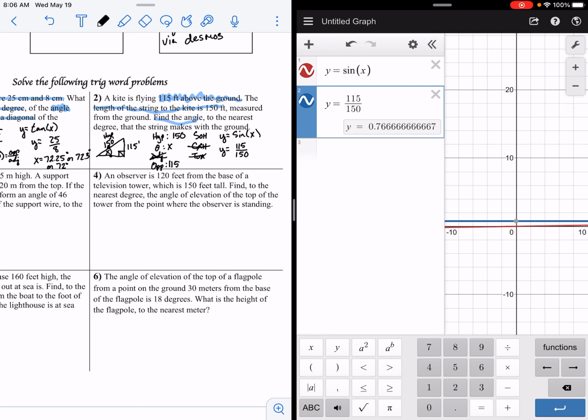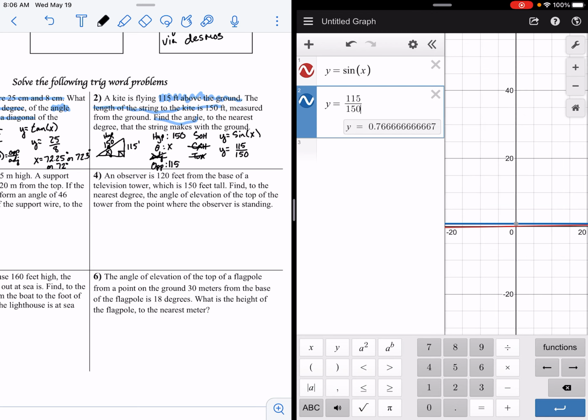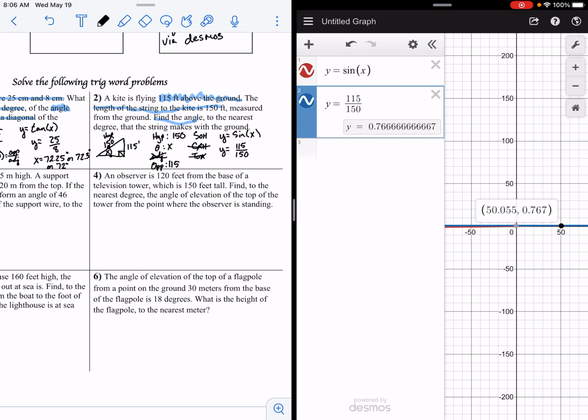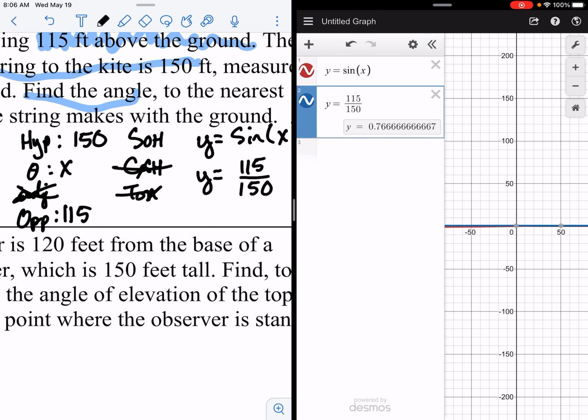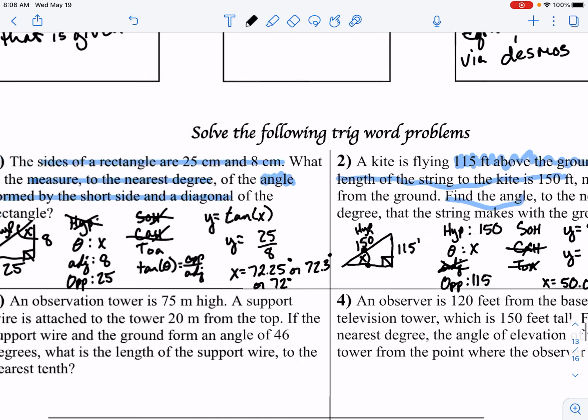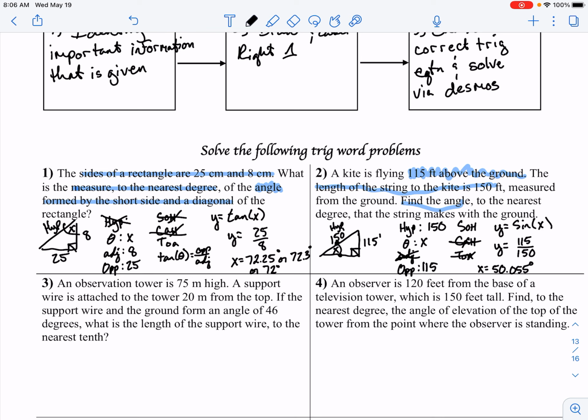When I start a new problem, I zoom in. And like I said, if you're going to be finding angles more times than not, you're going to have to zoom out a little bit. I get x equals 50.055 degrees. And again, depending where you want to or are asked to round is what your answer will be.